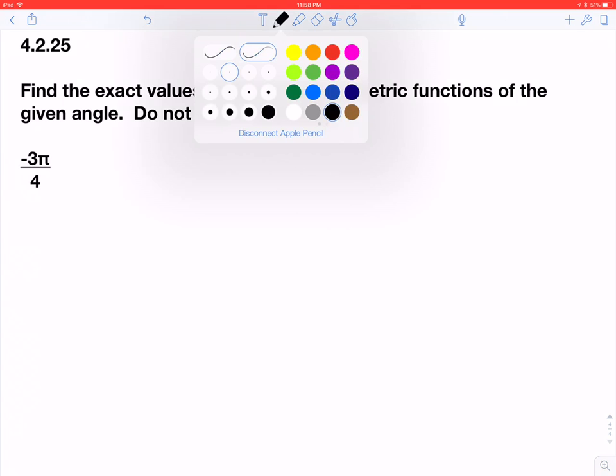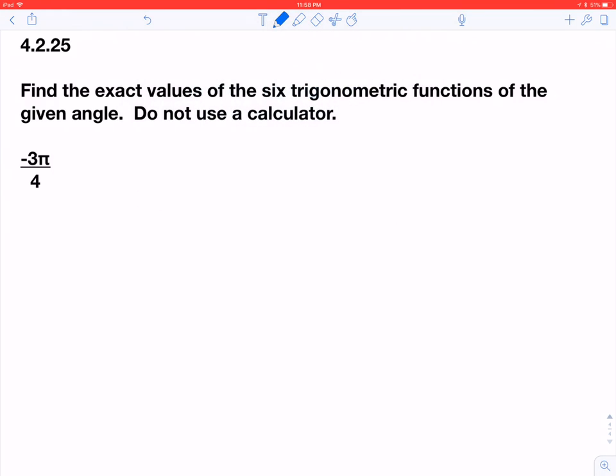Now something like this, I typically don't use radians. I'll convert to degrees, do whatever work I need to do, and then be sure to put it back into radians at the appropriate time, because I have no sense of where this is on a unit circle. So I typically convert this to degrees. Let's do the conversion.